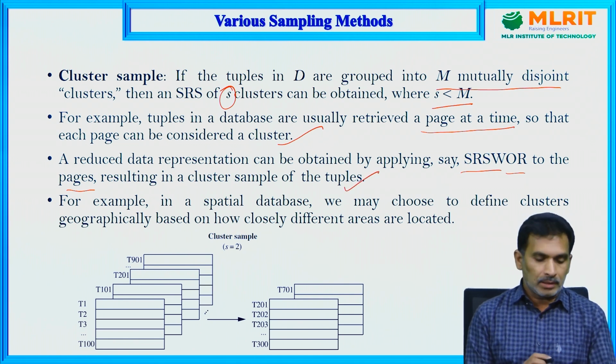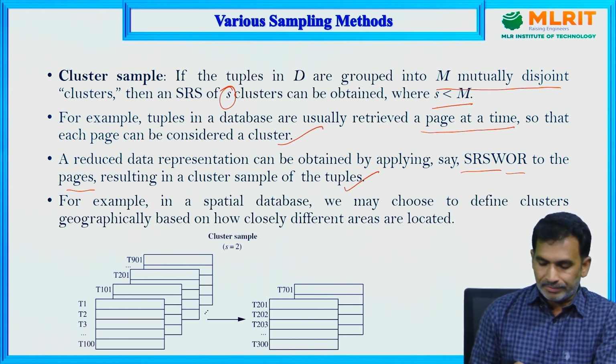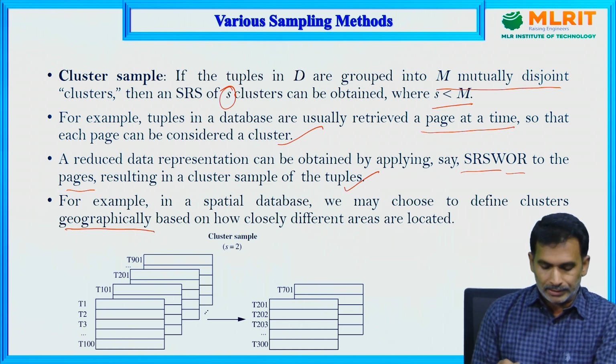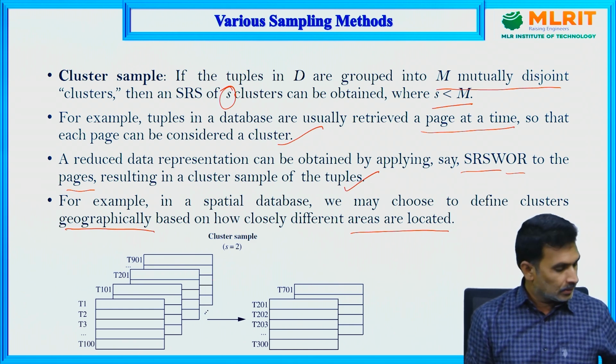For example, if you take a spatial database, we may choose to define the clusters geographically, based on how closely the different areas are located. So here you can see there are the different clusters. From this we could select 2 clusters.